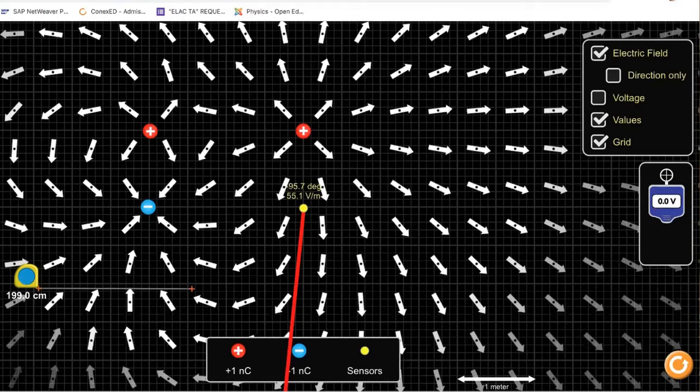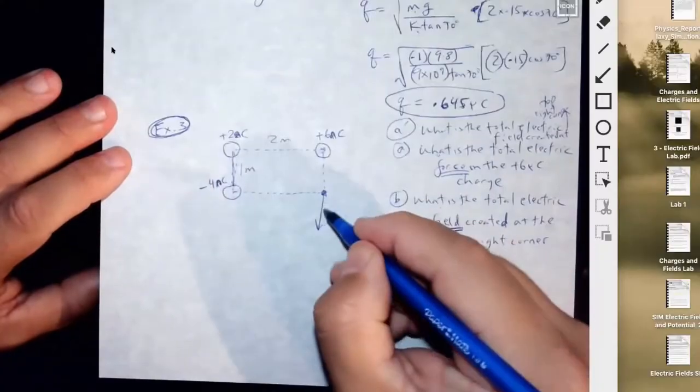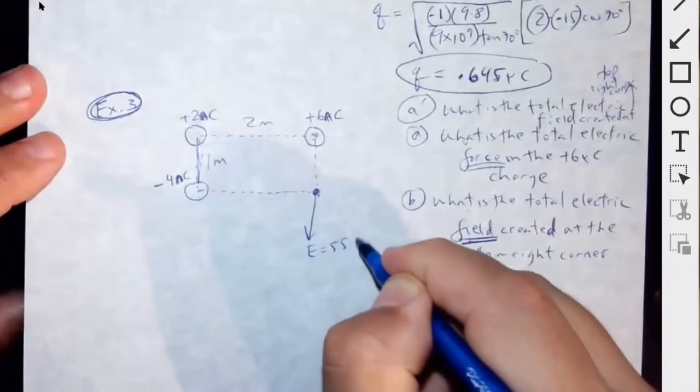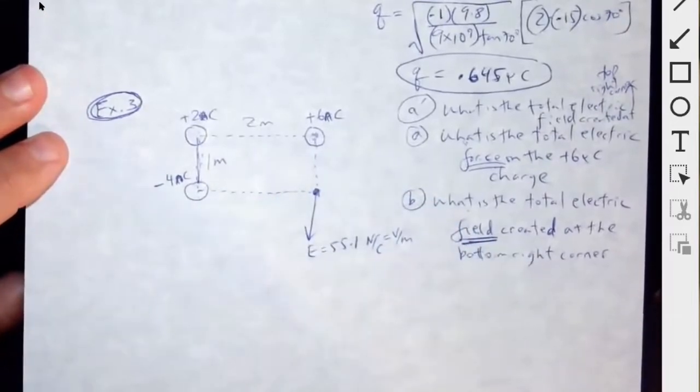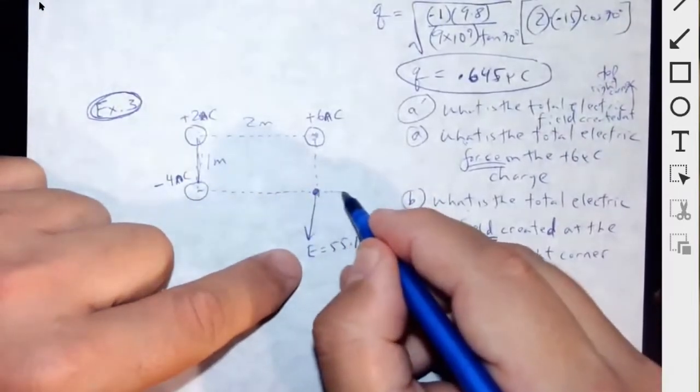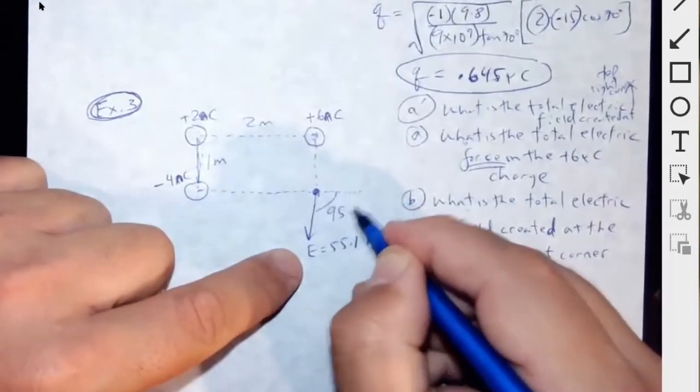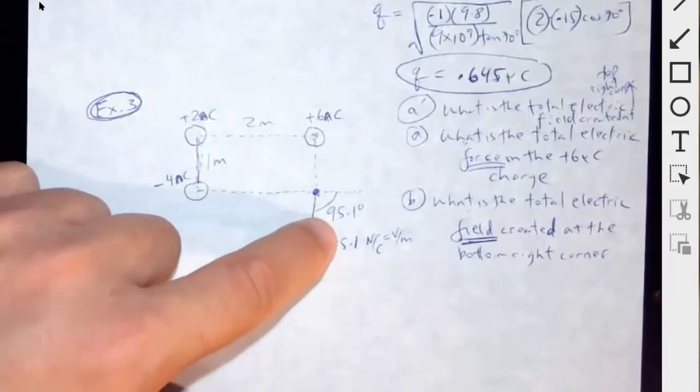Negative 95.7. So in other words, where's that measured from? Well, it's measured from the right side, right? This way, negative 95. It's measured from the x-axis. Okay, so according to that, the electrical field here would be this way, 55.1 newtons per coulomb, which is the same thing as saying volts per meter. And this angle is negative 95.1.